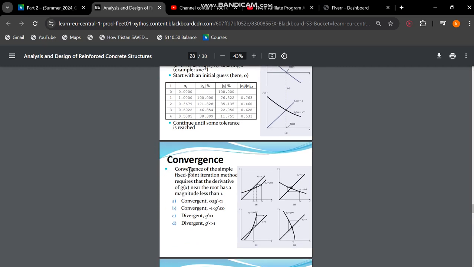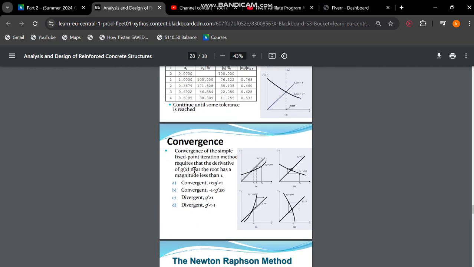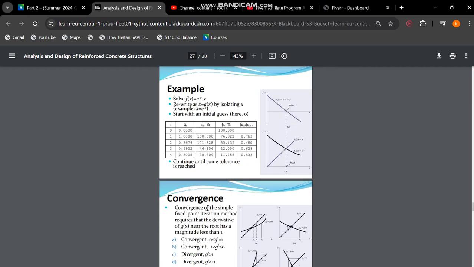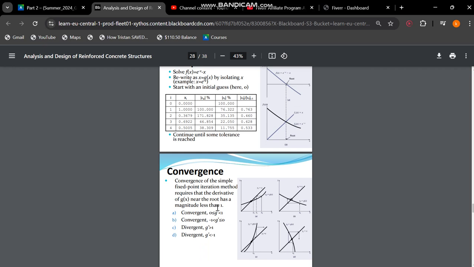Now, the conditions are very important. When you take the derivative of g(x) and you substitute the initial guess, remember, convergence of the simple fixed point iteration method requires the derivative of g(x) near the root to have a magnitude less than 1, if it's between -1 and 1. If it's between -1 and 1, so 0.5, 0.4, then it converges. But if it's greater than 1 or less than -1, then it's divergent. So if it's -2, if it's 2, if it's 3, it's divergent.